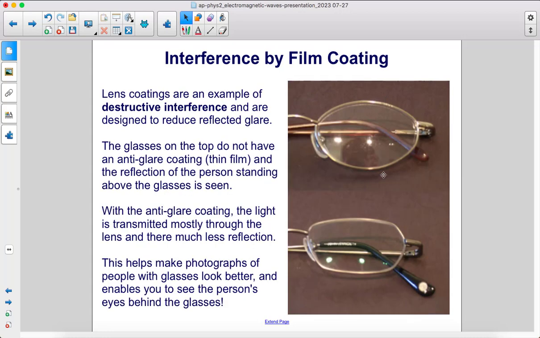Lens coatings are an example of destructive interference and are designed to reduce reflected glare. The glasses on the top do not have an anti-glare coating or thin film, and the reflection of the person standing above the glasses is seen. With the anti-glare coating, the light is transmitted mostly through the lens, and there's much less reflection, shown here. This helps make photographs of people with glasses look better, and enables you to see the person's eyes behind the glasses.